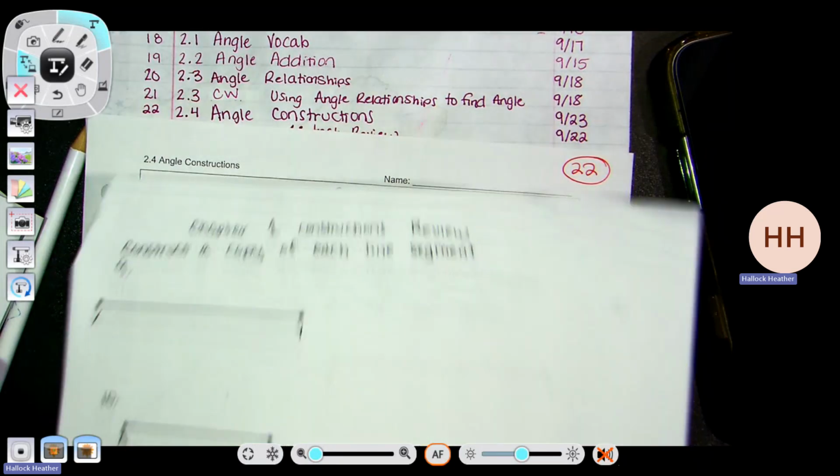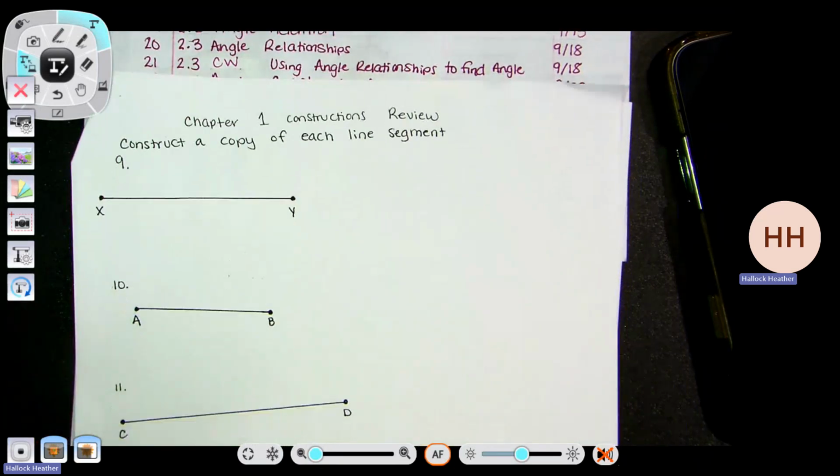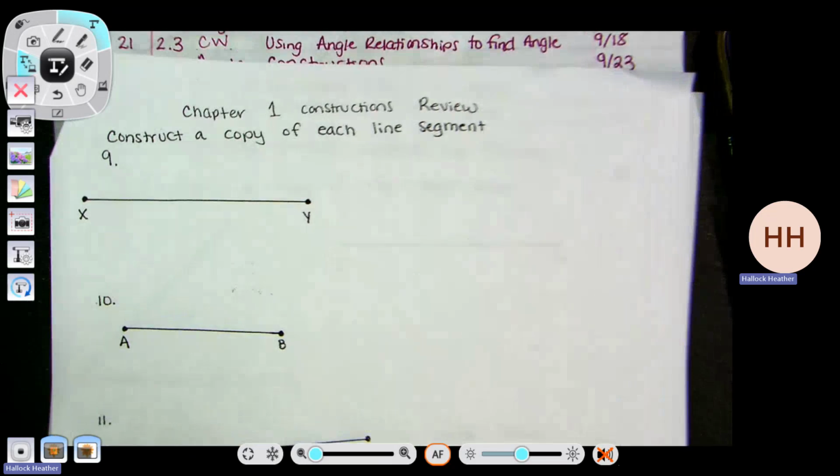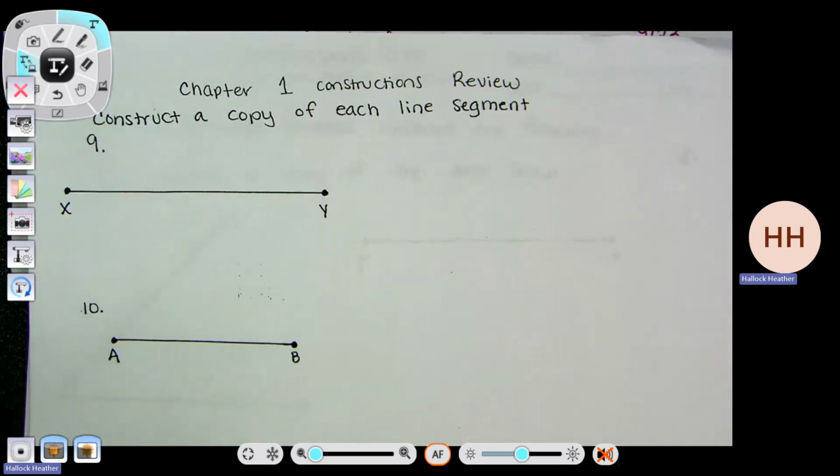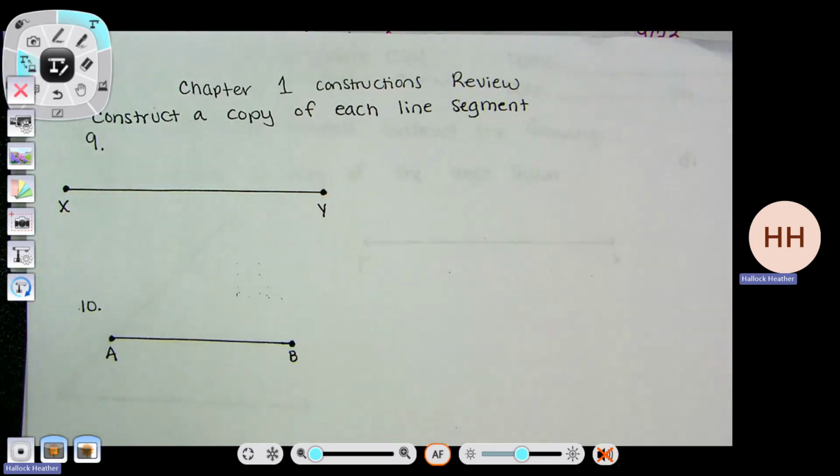That's okay. Thank you. So number 9 is a review from chapter 1. It says chapter 1 constructions review on your classwork paper. We're going to start with this because what I realized on the chapter 1 test is it's very, very wordy. So we're going to try to use more words today and write some extra stuff, so maybe it'll be easier on the chapter 2 test.